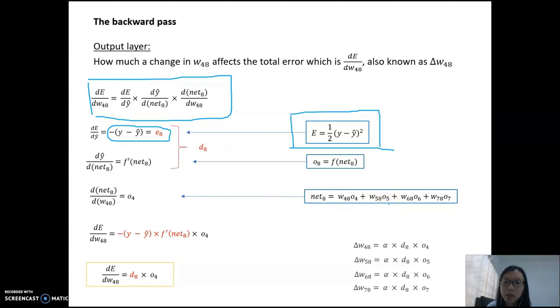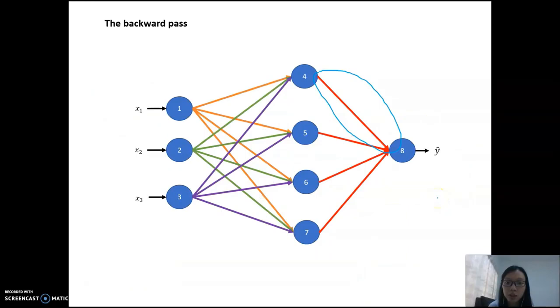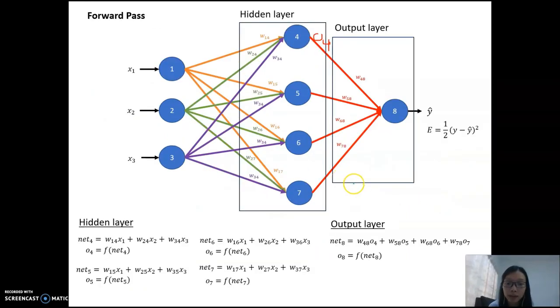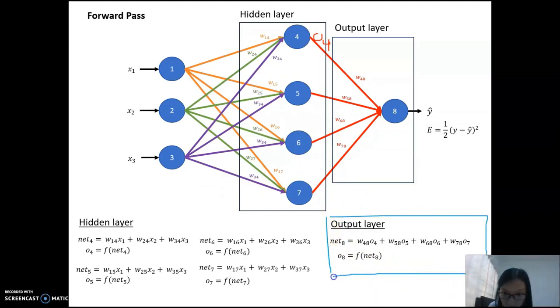plus W68 O6 plus W78 O7. After differentiating with respect to W48, you can only get O4 because the values behind will be cancelled out. So all these three equations, you can just get from the forward pass. You can see here the output layer. I already showed you guys how to get the equation.